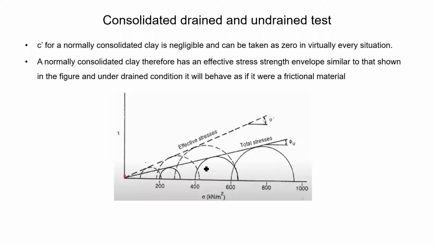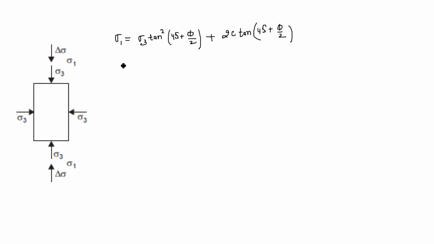As can be seen in this picture, if the failure envelope is passing through the origin, it means the value of c dash or cohesion is 0. So the equation becomes sigma 1 is equal to sigma 3 tan square (45 plus phi by 2). The second term will be 0 as c is 0.